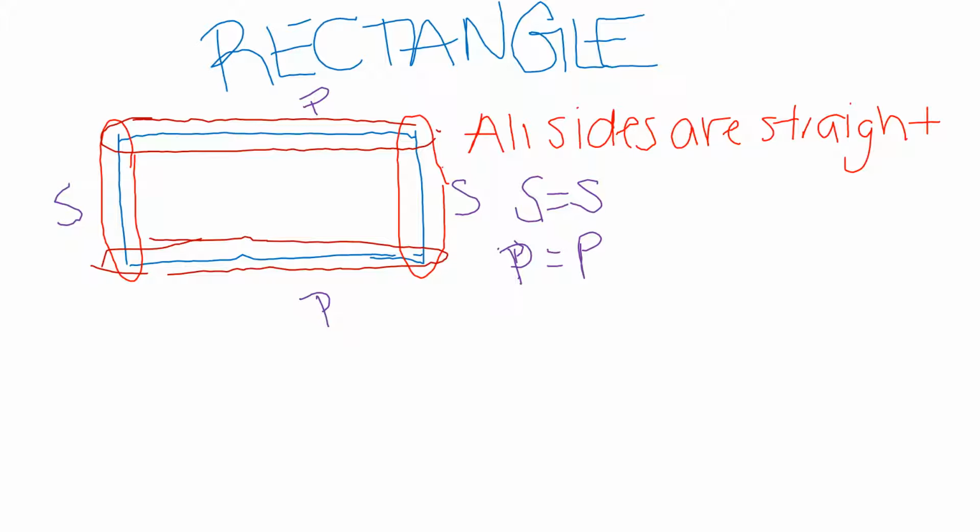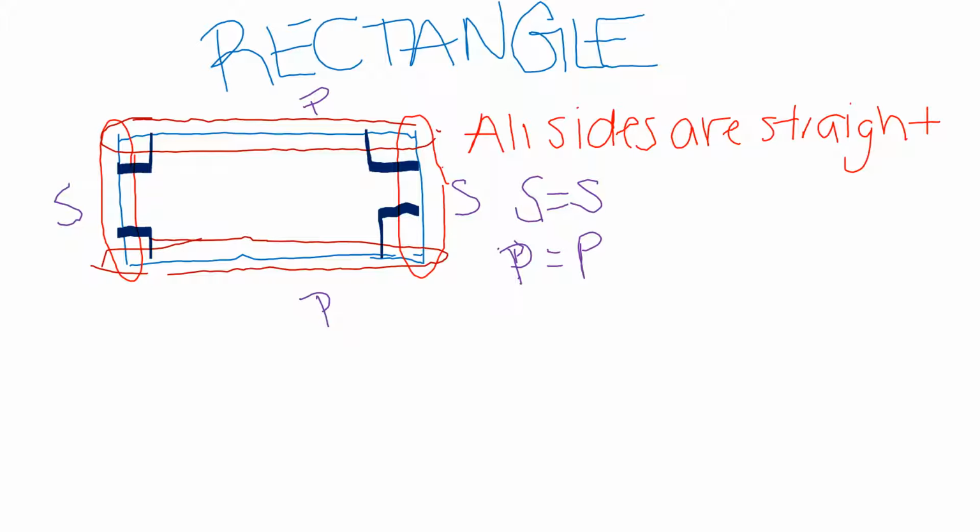Also, if we're going to look in the corners of rectangles, they're all 90 degrees. That is a really important characteristic of rectangles. All of the corners are a 90-degree angle. If you have something that's less or more than 90 degrees in its angle, it is no longer a rectangle. It probably wasn't a rectangle to start with. So that's another important characteristic of rectangles.